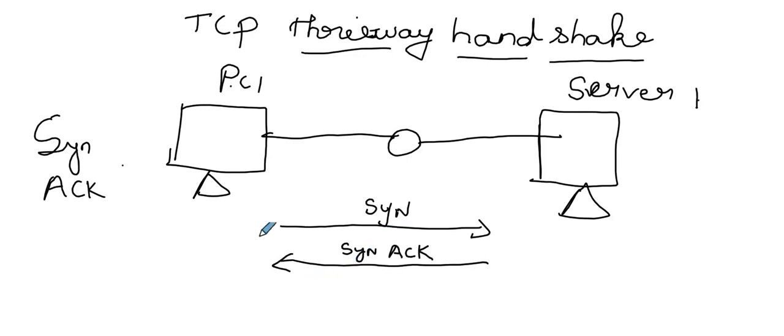Now PC1 wants to reply. So now PC1 sends the acknowledgement flag. Now the three-way handshake is established. This is the process of establishing the three-way handshake. So now we have studied how the three-way handshake is established.